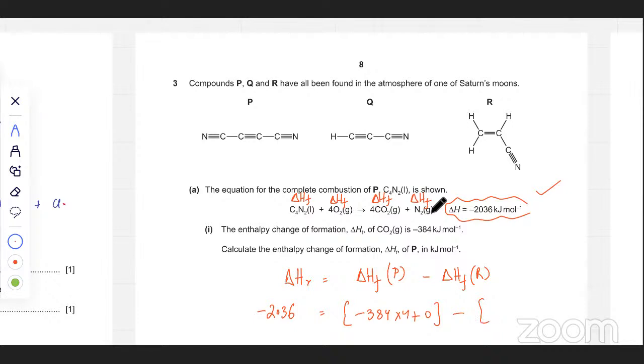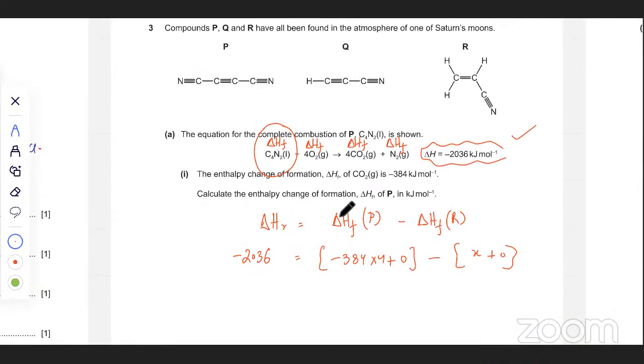And minus the reactants. What are the reactants? That's C4N2. So you don't know what the enthalpy is. I'm going to take that as X. So this one I'm taking as X. I don't know what that value is. And the other one is O2. Again, it's an element, so that's going to be 0. So all you have to do is now make X the subject of the equation.